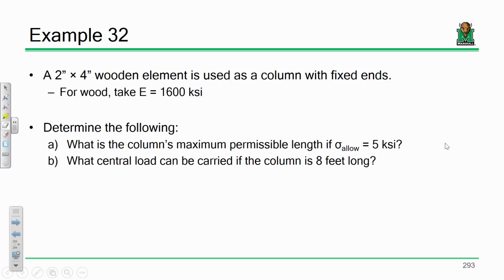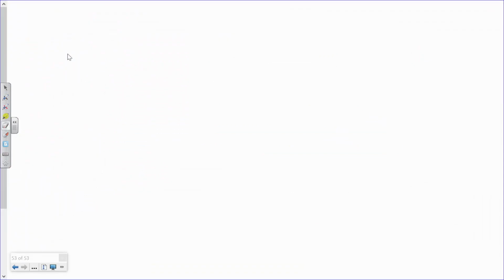So let's do a couple things. First off, let's compute some section properties. Okay, so this section is 2 inches by 4 inches. So just so we're aware, what's the area? It's 8 square inches. That's easy.